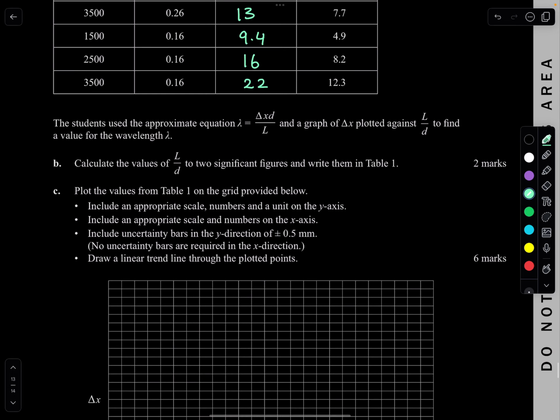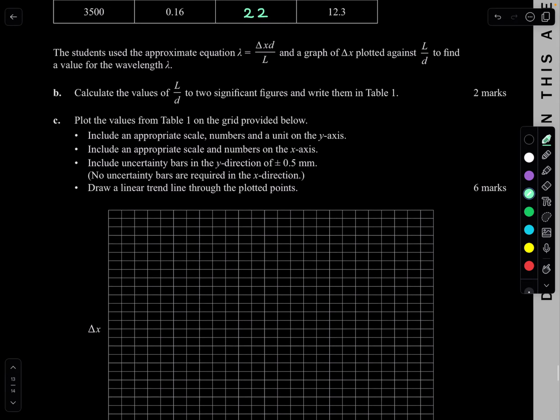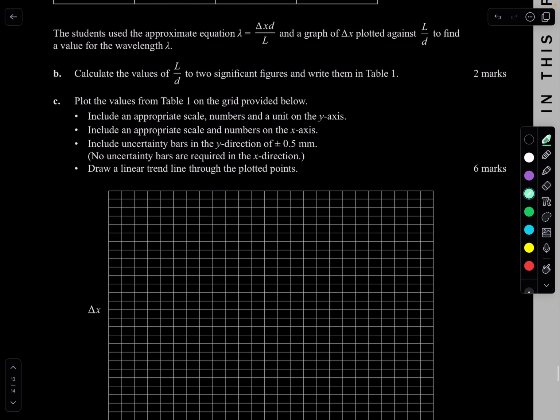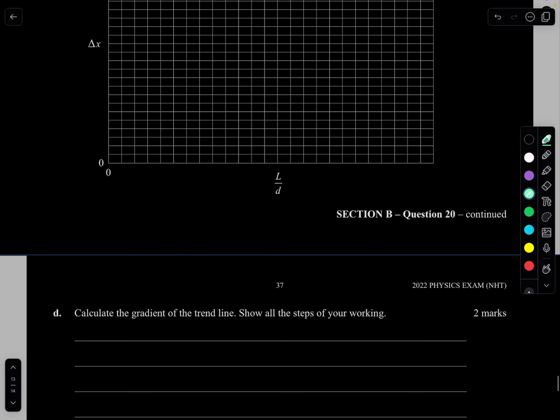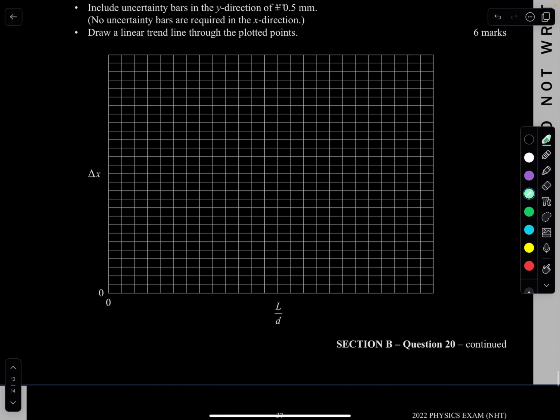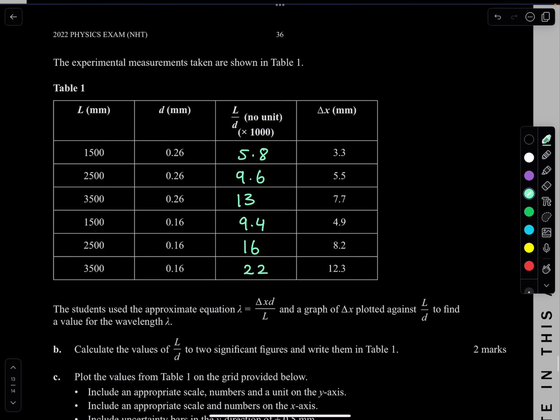Done. Plot the values from table 1 on the grid below. Include an appropriate scale, numbers and units on the y-axis. Include an appropriate scale and numbers on the x-axis. Include uncertainty bars in the y direction of 0.5 millimeters. No uncertainty bars are required in the x direction. Draw a linear trend line throughout the plotted points. Beautiful.